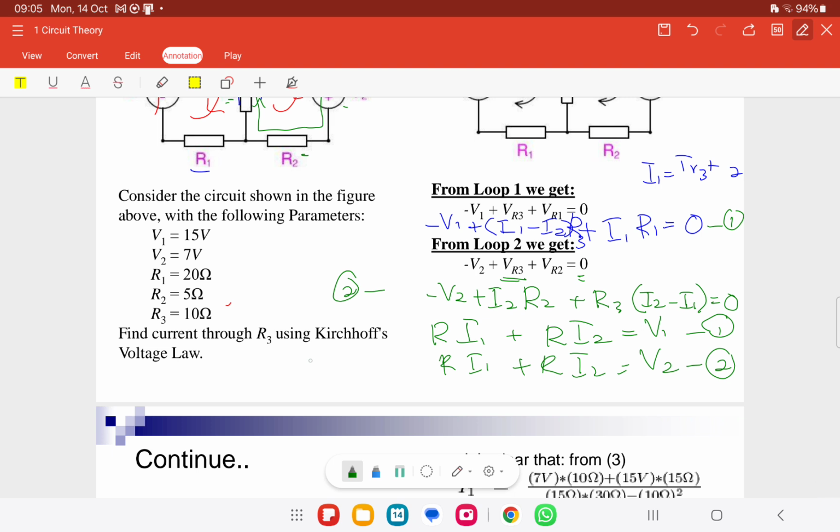Sebab nanti bila kita akan buat 1 tolak 2. Lepas tu bolehlah potong yang mana. Contohnya kalau ini adalah 10, so boleh potong. Kan? So tinggallah I2 saja. Once dah dapat I2, substitute balik dalam equation. Simple maths. Kan?